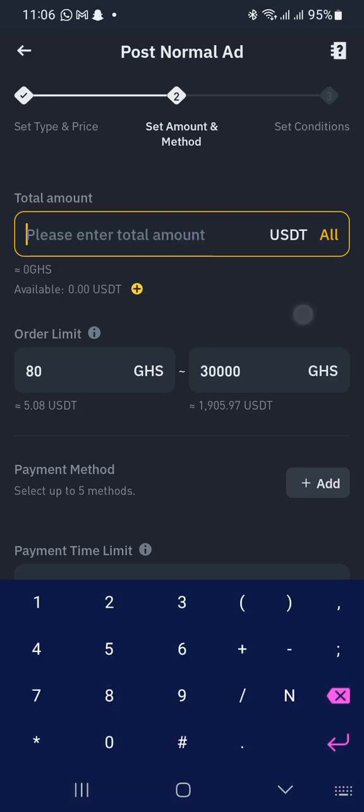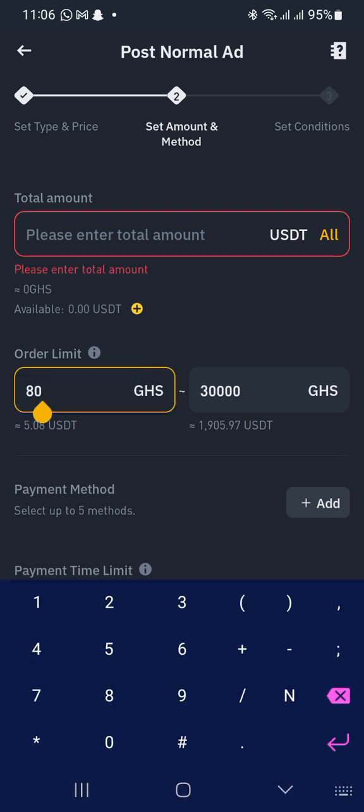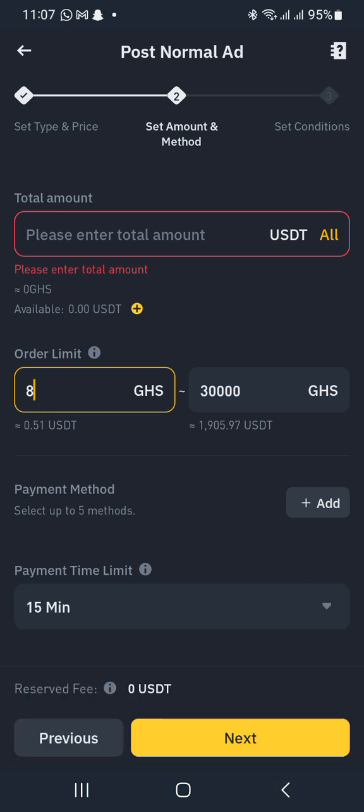Now, when it comes down again, there's another section called order limit. This order limit means that this is the range within which you are willing to sell, from 80 Ghana cedis to, let's say, 30,000 Ghana cedis. It means that you can adjust this.